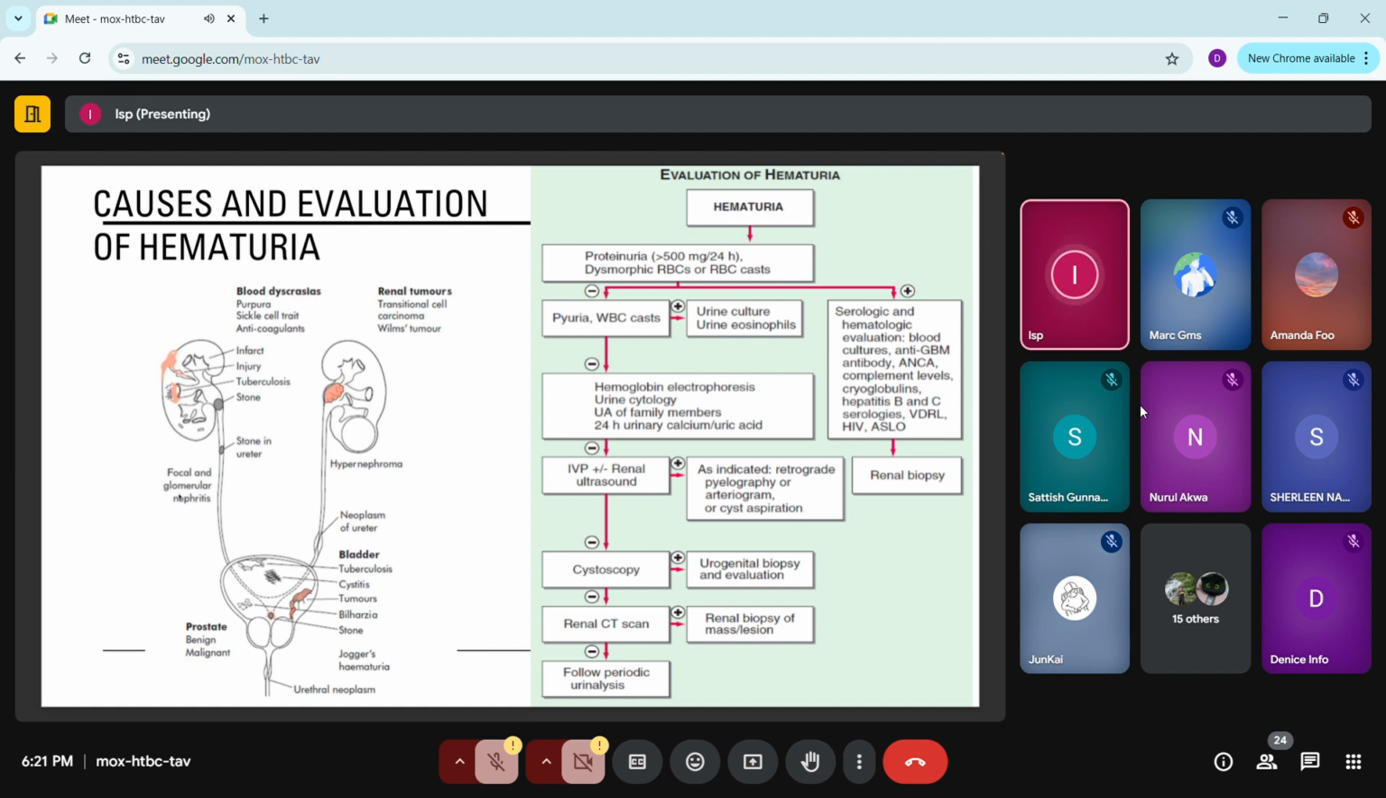glomerulonephritis, inflammation of your glomerulus. So inflammation of the lining of the glomerulus, and nephritis, all this can give you hematuria. And another one will be your bladder cancer. Bladder cancer gives you painless hematuria. All right.